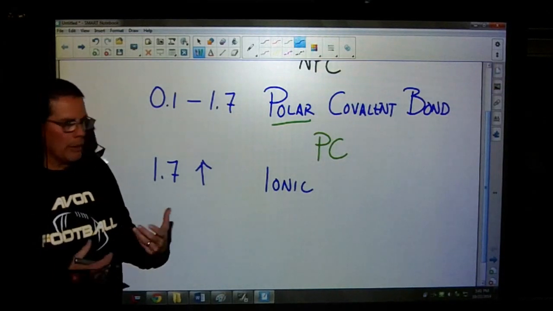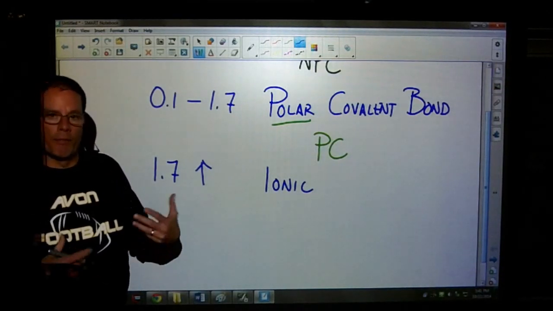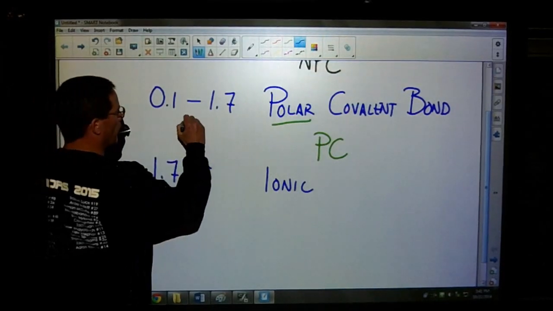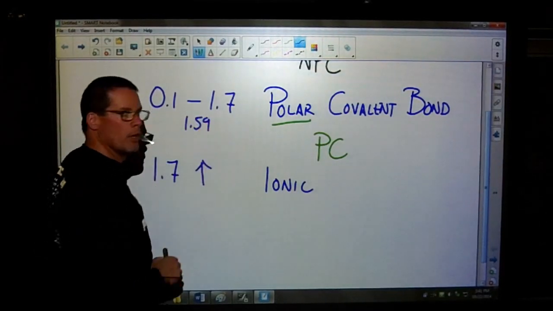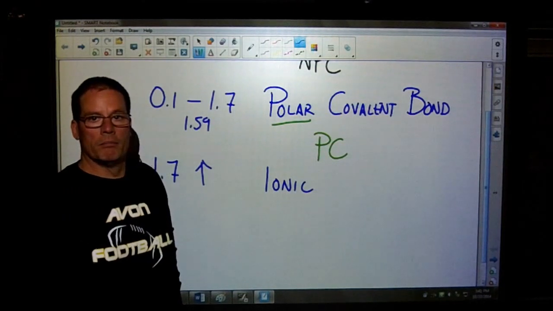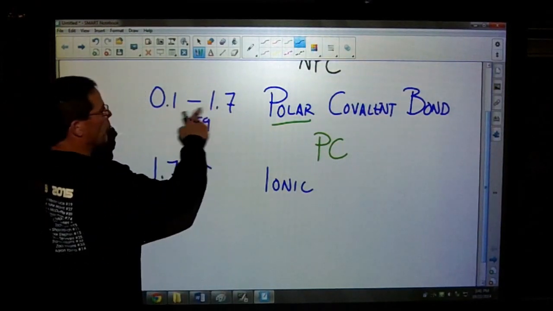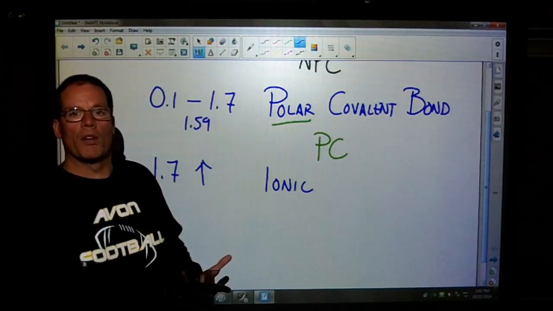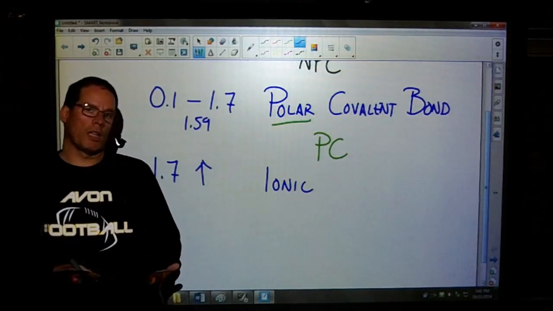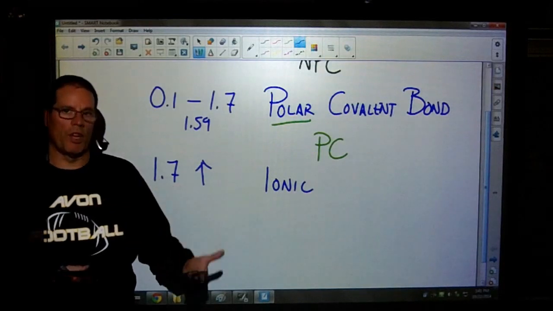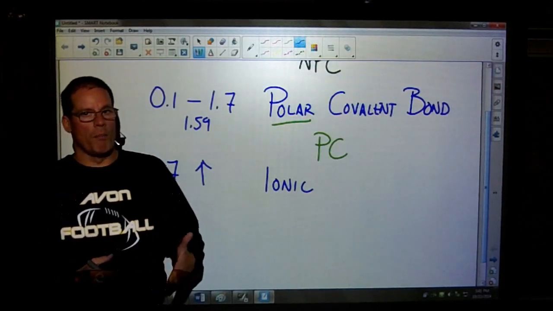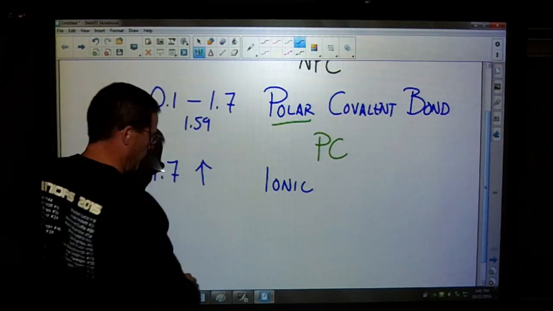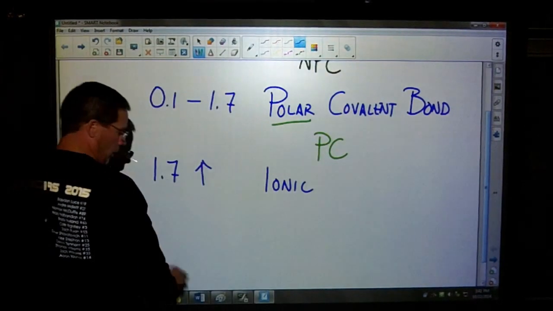Ask yourself, is there a metal in the compound? If there's a metal in the compound and we get a difference of like 1.59, you better make that ionic. All right? So this is a generalization. Doesn't mean that it's concrete. This is just something that we can follow. So if you see a metal in the compound, don't even think twice. It's ionic. You'll never have a metal with a metal. We'll always have a metal with a non-metal or two non-metals together. All right, so I wanted to make sure that we were clear on that.